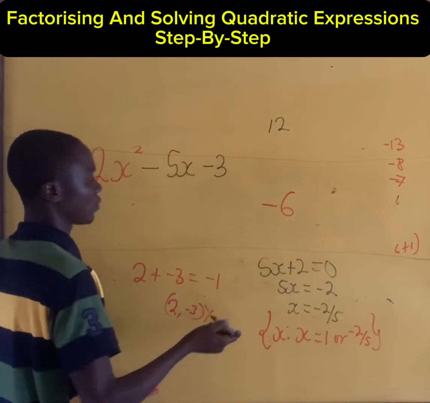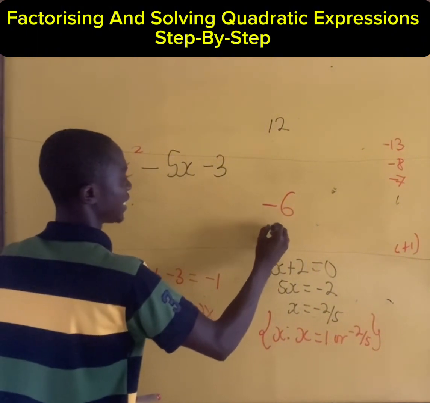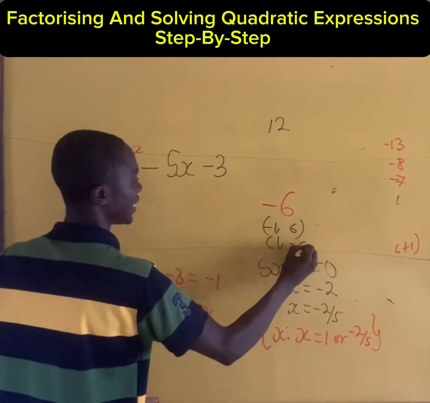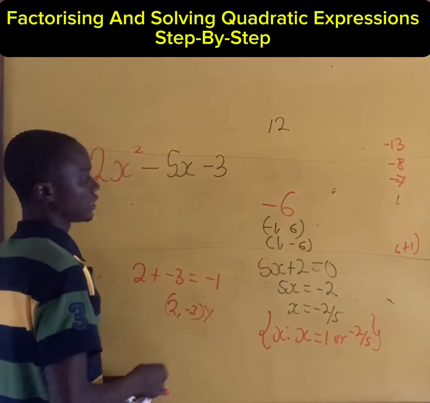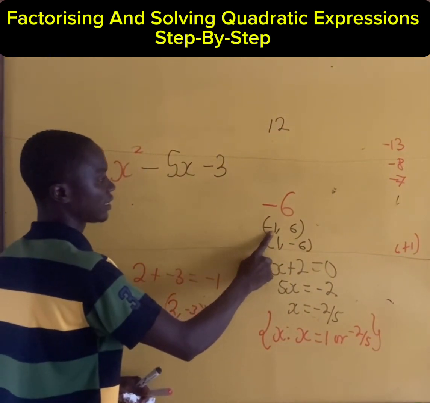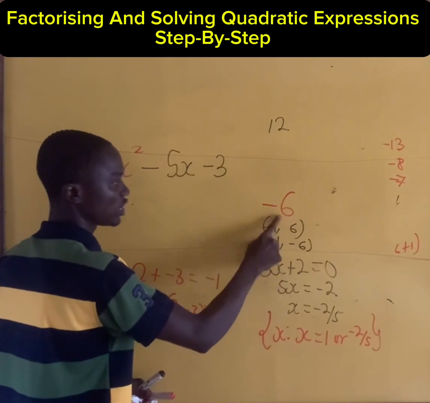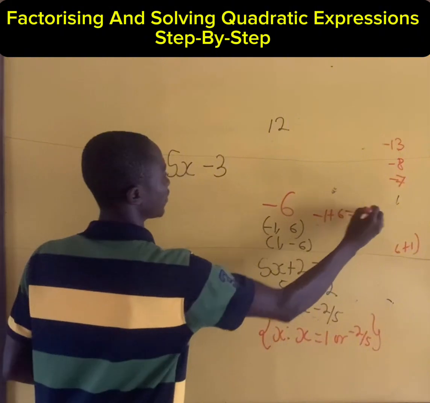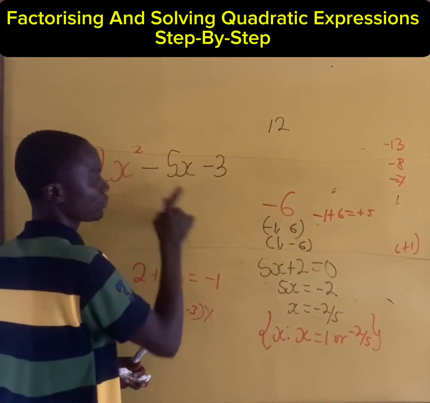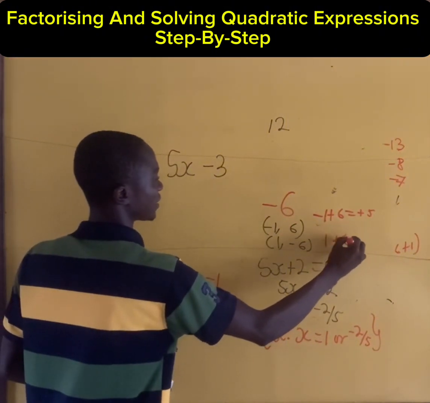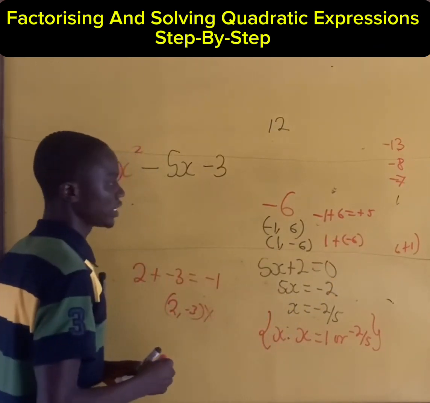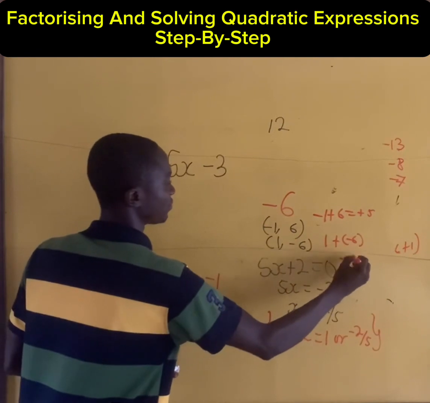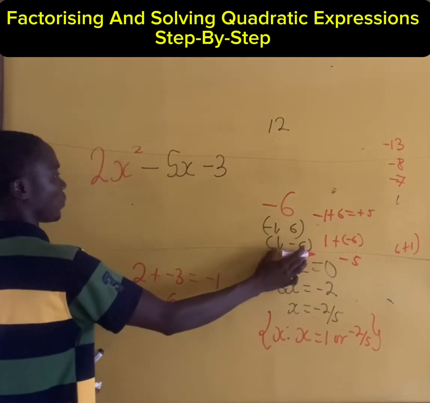Now, let's check other ones. We have negative 1 and positive 6, and we can also have positive 1 and negative 6. Negative 1 times 6 will give me negative 6, but negative 1 plus 6 will give me positive 5. But here I have negative 5. And I have 1 plus negative 6. You see that I owe 6, so if I pay 1, I'll still owe 5. So this pair will help us.